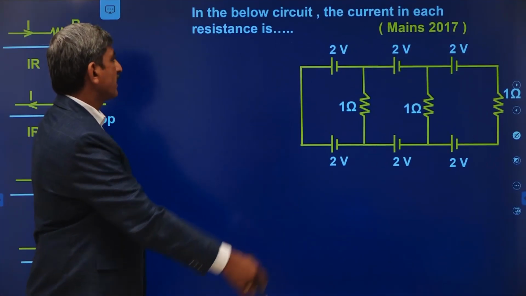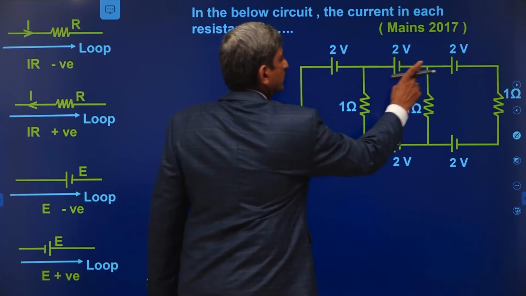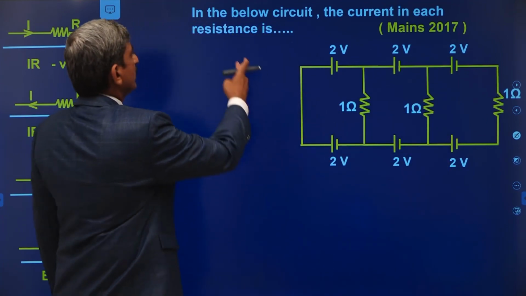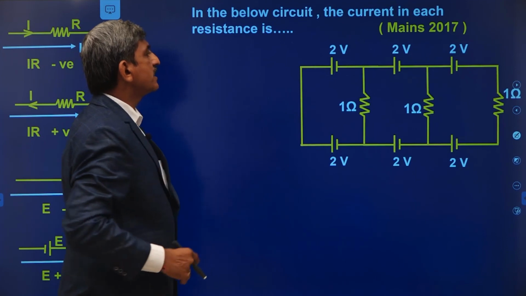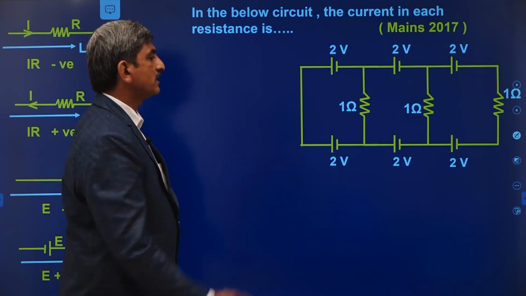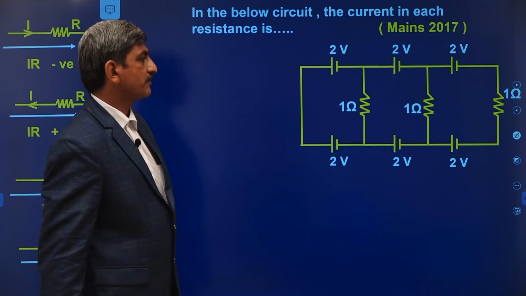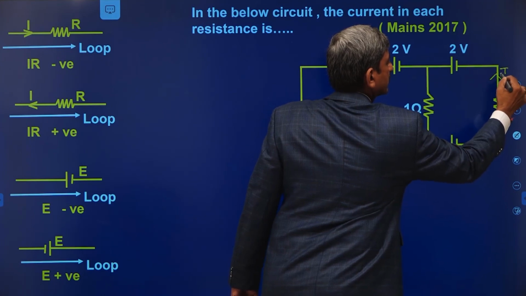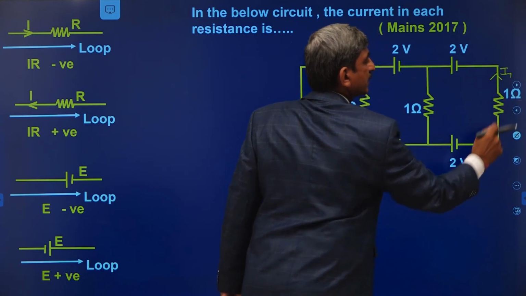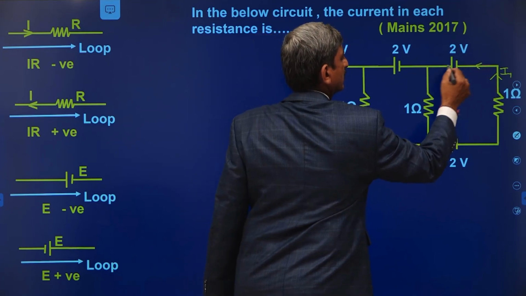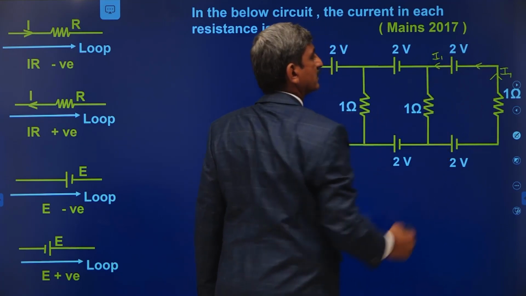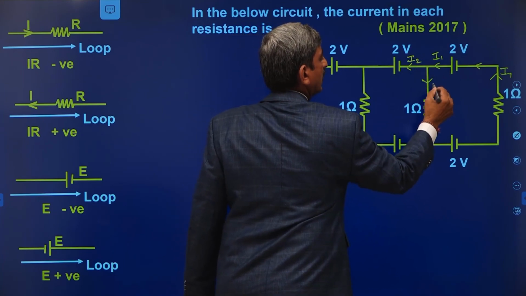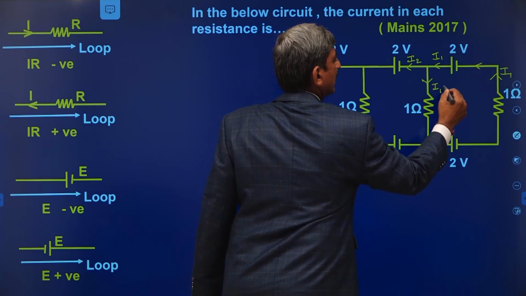Now come to another network where there are 1, 2, 3, 4, 5, 6 cells and 1, 2, 3 resistors. In the below circuit, the current in each resistance is dash. We want to find the current in each resistance. For that, let us assume that the current passing through this extreme right side 1 ohm resistor is I1. Now here the current divides into two parts. Let it be I2, and this is I1 minus I2.